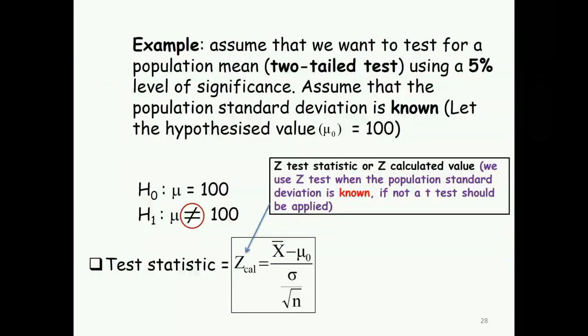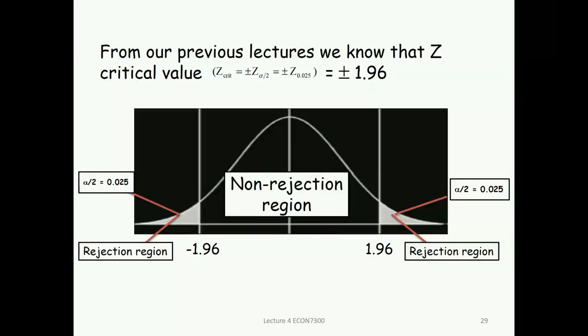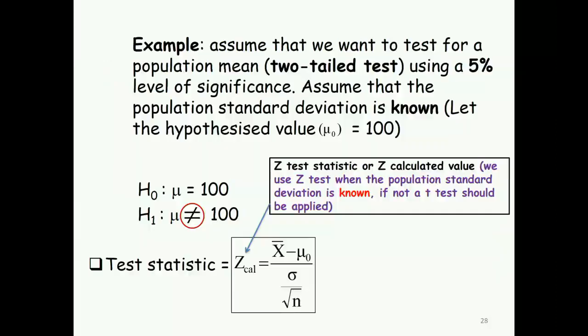What about if my calculated value is equal to 1? 1 would be somewhere here. Then my decision would be, I don't reject. And what is your conclusion if you don't reject? There is insufficient evidence at 5% level of significance to conclude that the population mean is different from 100. You always have to mention the 5% alpha, because you have insufficient evidence based on this 5%. You might have sufficient evidence based on 10%.